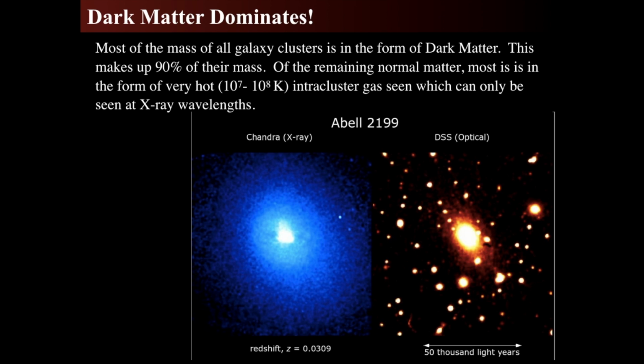So we see that in the optical image here from Abell 2199, we see a bunch of galaxies, but in the X-ray image, we only see the hot, hot, hot gas, which is centered on the giant elliptical at the center. So this X-ray gas comprises most of the mass of the cluster that's normal matter, and that normal matter interacts with light. But even that is not enough to keep it together.